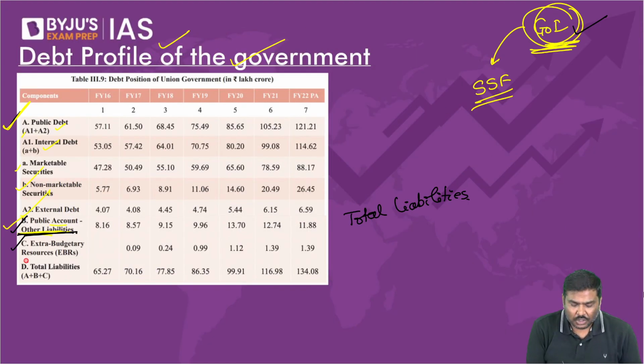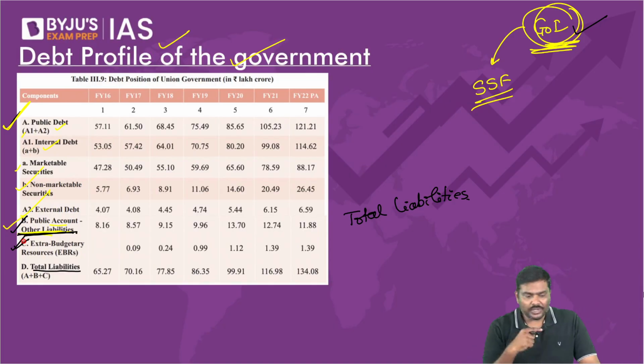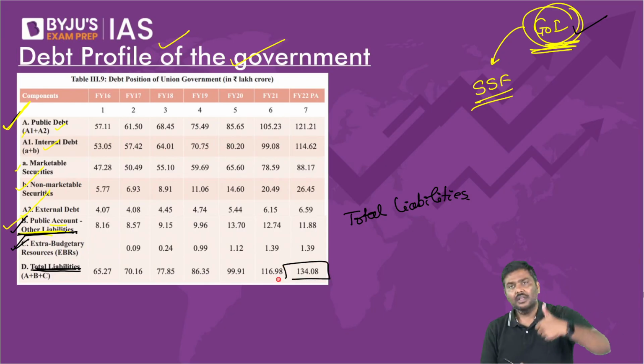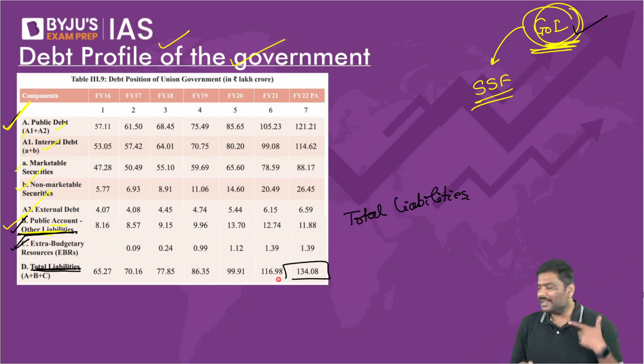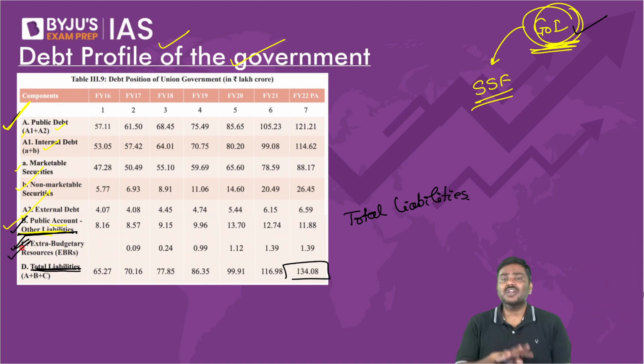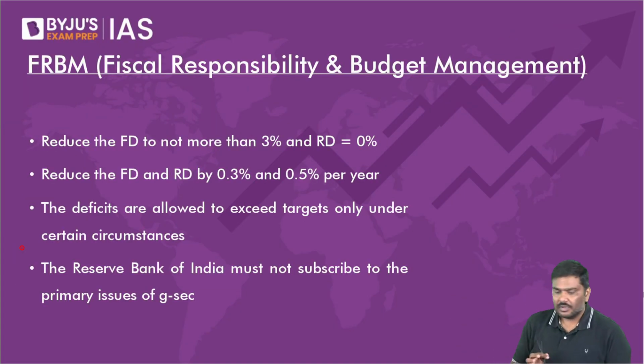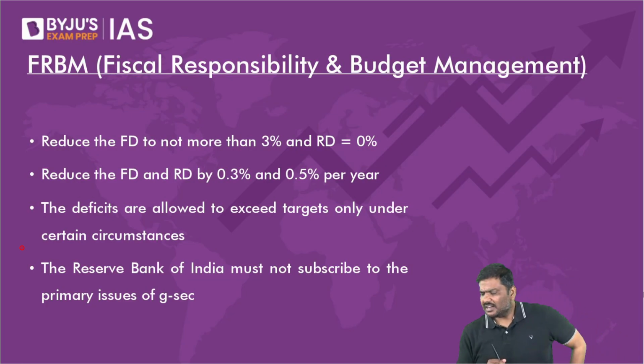Hence, when I talk about total liabilities, should I be counting extra budgetary borrowings like this? Should I be counting extra budgetary resources? Answer is yes. So total liabilities of government of India will be A plus B plus C. That will be the public debt. Second one is a public account liability as well as the extra budgetary resources. This is how total liabilities are calculated, how public debt is calculated, how liabilities are counted. Can we go forward now?